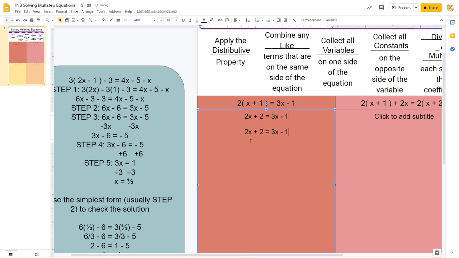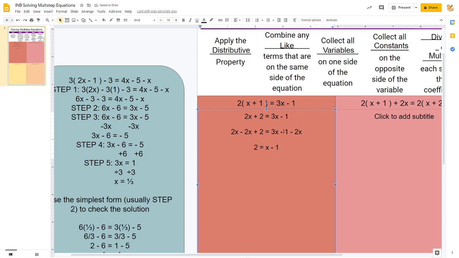So what I'm going to do is copy the equation, and I'm just going to do minus 2x on both sides. And that gets me 2 equals x minus 1.